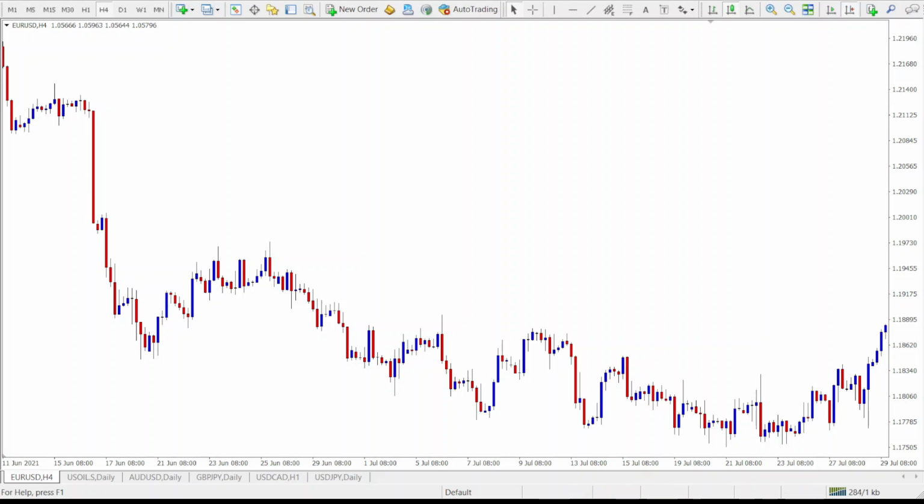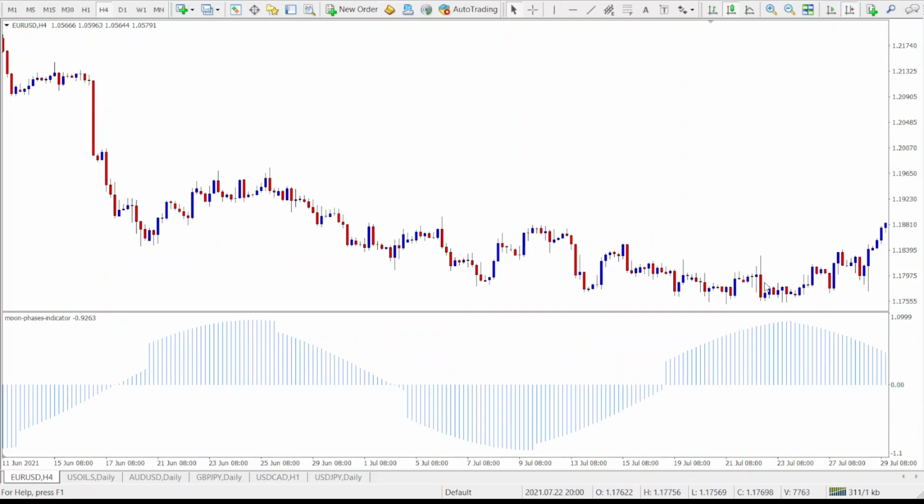I'm going to be adding the indicator to the charts right away. It's a custom indicator, so you will need to download it from an external source and add it to your indicators library before you'll be able to make use of it on your chart.